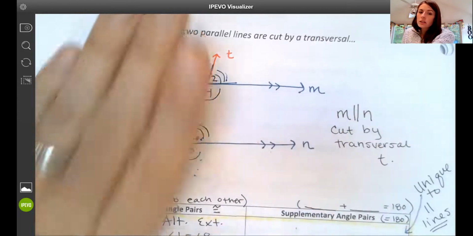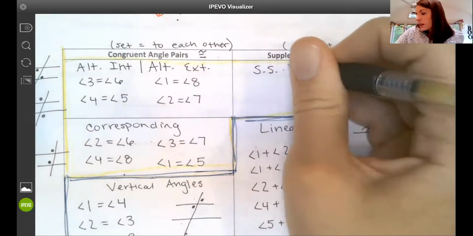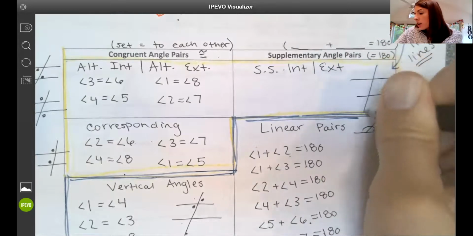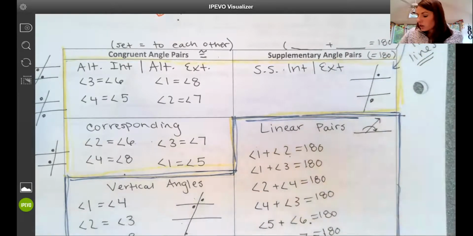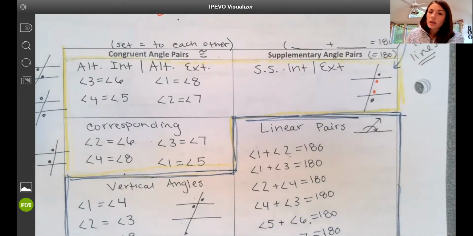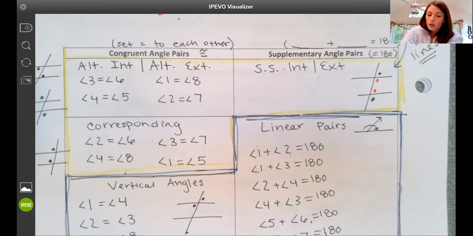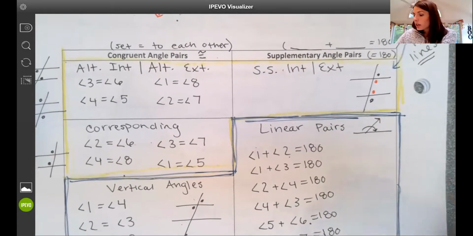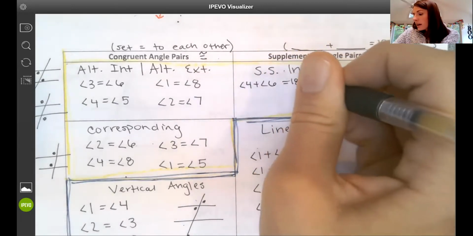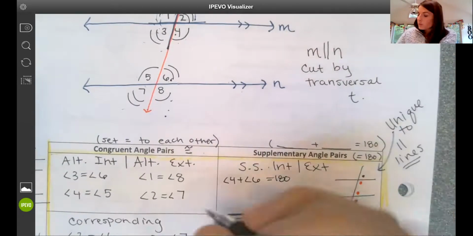Okay, so now, again, this is new knowledge. We didn't know this until today. Okay, so anytime I have same side interior or exterior angles, which on a diagram means exterior or interior on the same side of my transversal, we now know that those are equal to 180. So looking at my diagram, angle 4 and angle 6 then must add up to 180. 4 and 6, 2 and 8.